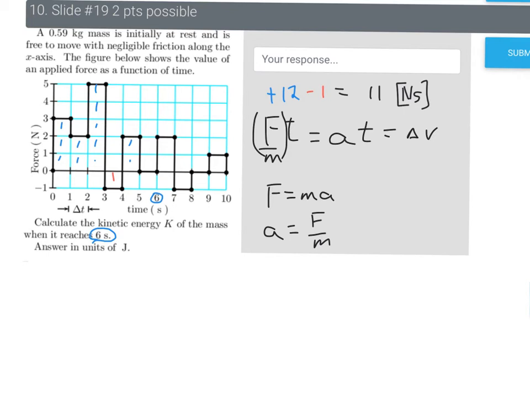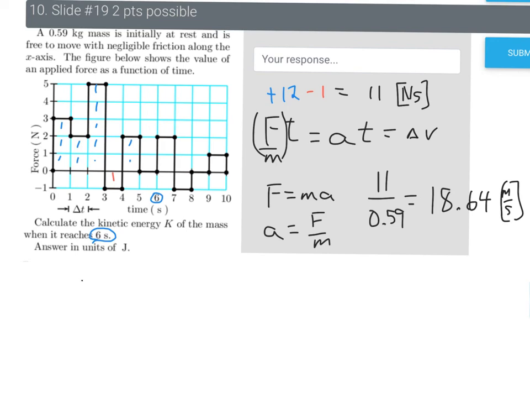Okay, so let's go ahead and translate this a little bit. So we have our number, we have 11, and that's for Ft. We need to divide that by mass. So 11 divided by, my mass is 0.59. Alright, so that gives me 18.64. And that is our velocity in meters per second. That's not my answer, that is just one step before.